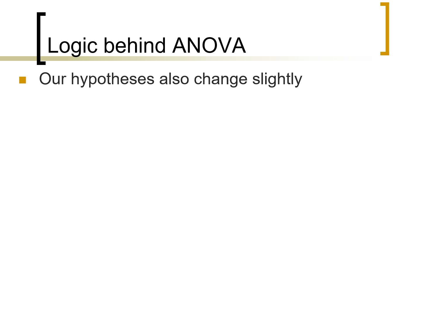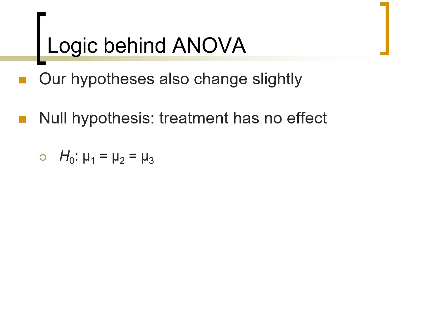So with ANOVA, again, we can do it with just 2 means, but we're assuming that we're comparing 3 or more means. So our hypotheses change slightly. Basically, the idea is the null hypothesis says there is no effect. The population means of our 3 groups are the same.